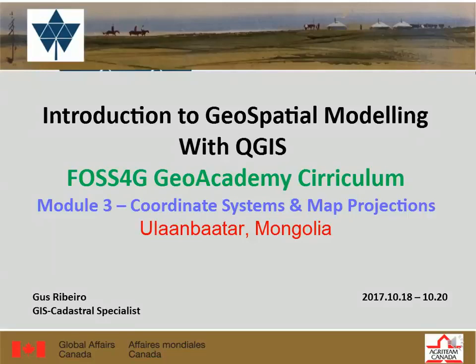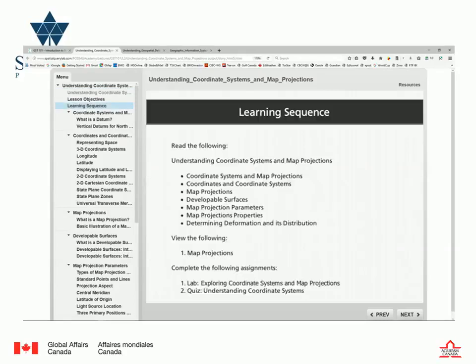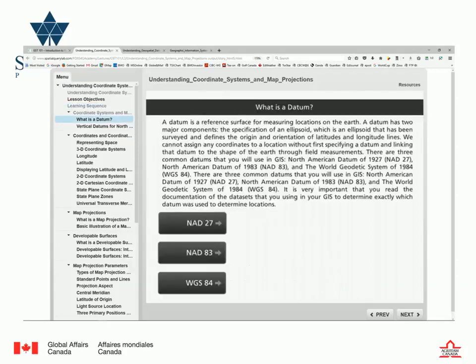So this is coordinate systems and mapping now. The next thing we need to learn is understanding coordinate systems and map projections. The learning sequence is coordinate systems and map projections, coordinates and coordinate systems, map projections, developable surfaces, map projection parameters, map projection properties, determining deformation and its distribution. So datum, we will see what a datum is.